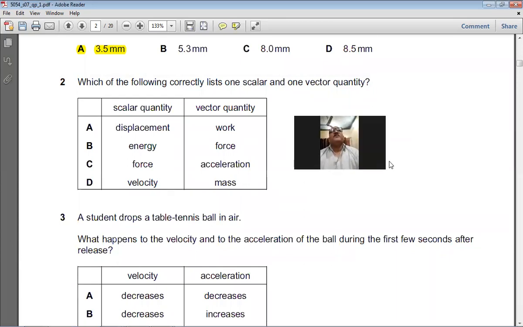He says, which of the following correctly lists one scalar and one vector quantity? So displacement is a vector quantity, so this cannot be the answer. Energy is a scalar quantity. Force is a vector quantity. So this is the option. B looks the right option, sir. C, force is a vector quantity. D, velocity is a vector quantity. So they are in the wrong column. So B is the right answer. Energy is a scalar quantity, whereas the force is a vector quantity. So B is the right answer.